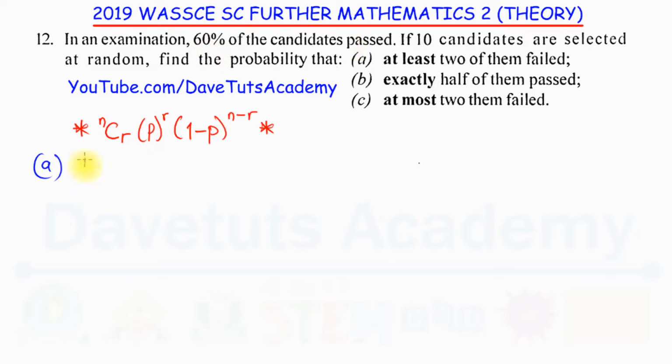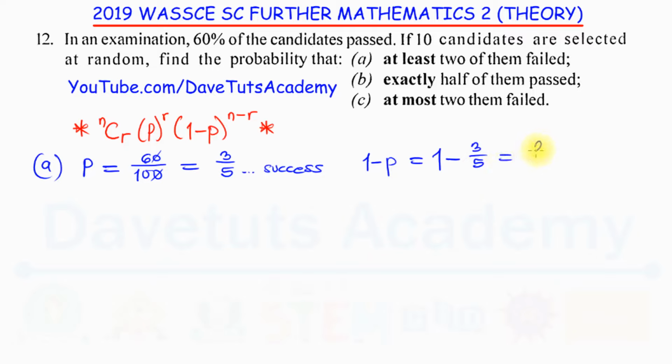So the probability of success, which I can call P, is going to be 60 over 100, and 60 over 100 we can evaluate to be 6 over 10, and I can use 2 to divide that. That will be 3 over 5. Okay, that's the probability for success. And if that is the case, then the probability for failure, which I'll call 1 minus P, or I can call it Q, is 1 minus the probability for success, which is 3 over 5, and in that case that will be 2 over 5.